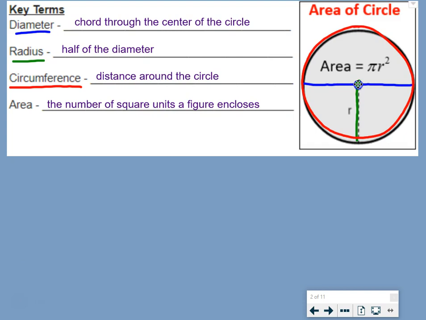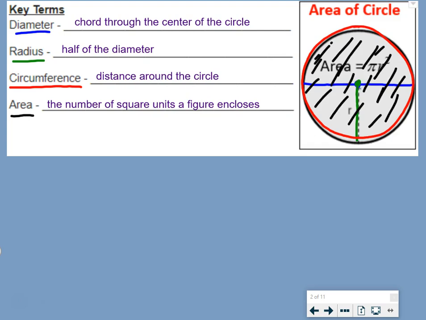The area is the number of square units a figure encloses. That really just means how much space does the circle take up. So the area would be all this space back here, all of it. How much space is that? How much stuff could I fit on that pizza? If that was a pizza, the area would be how many toppings and how much sauce I could put on that pizza.